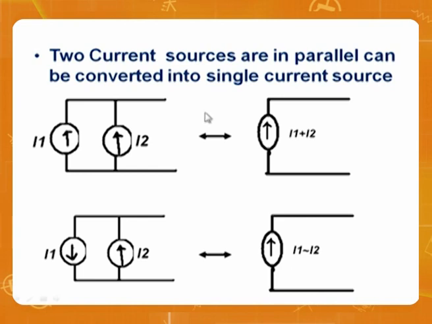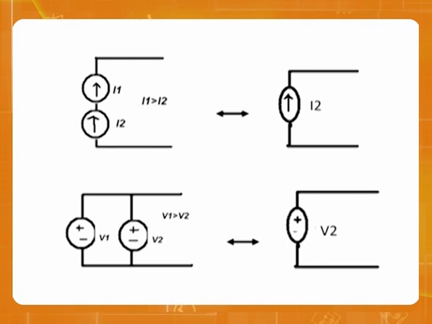Then let me take you to two current sources in parallel, which can be converted into a single current source. How is it? I1, I2. Both are in the same direction, that's why they are added. And if one is up and the other is down, that means subtracted. That is also very interesting. So here we take the difference, here we take the addition. That's the meaning.